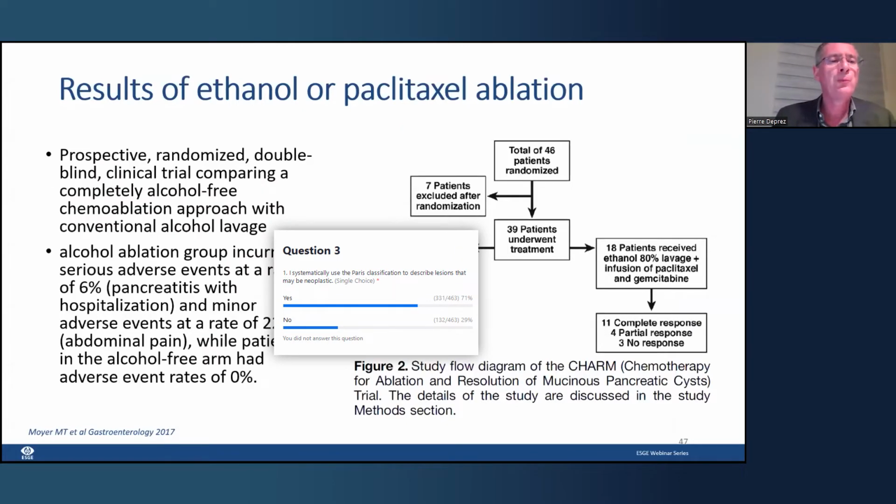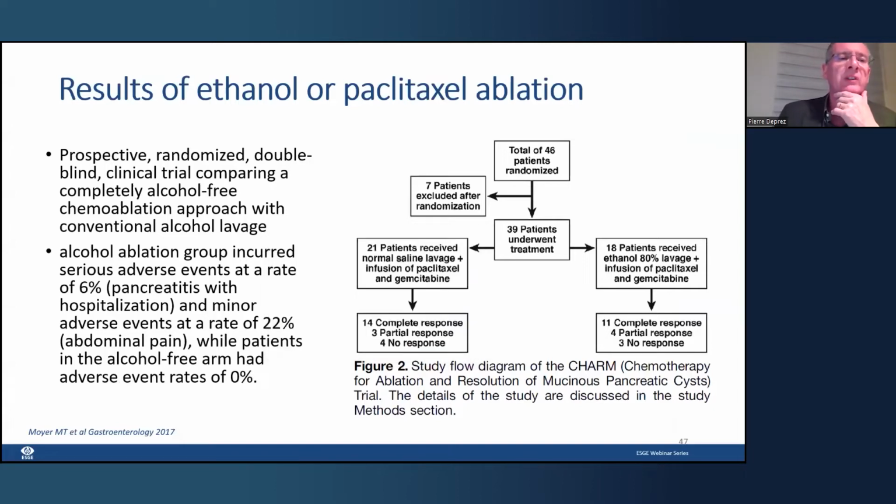To show you the paper published in Gastroenterology, which is quite interesting, they compared 46 patients: 21 received saline lavage and then paclitaxel and gemcitabine infusion, and 18 received 80% ethanol lavage followed by infusion of paclitaxel and gemcitabine. You see similar complete response rates, but more complications with the 80% ethanol.